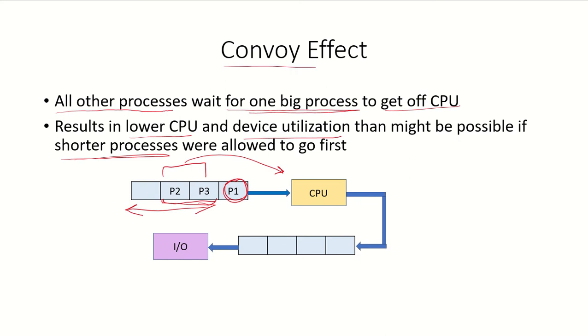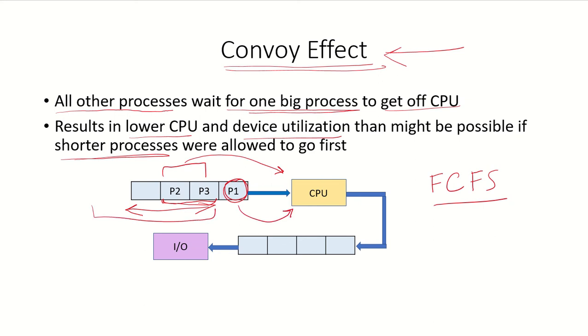This is referred to as the convoy effect. Convoy refers to a long trail of items waiting in the queue. So as we have just seen over here, FCFS leads to the convoy effect, because if a CPU bound process gets the CPU, other processes keep waiting in the ready queue.